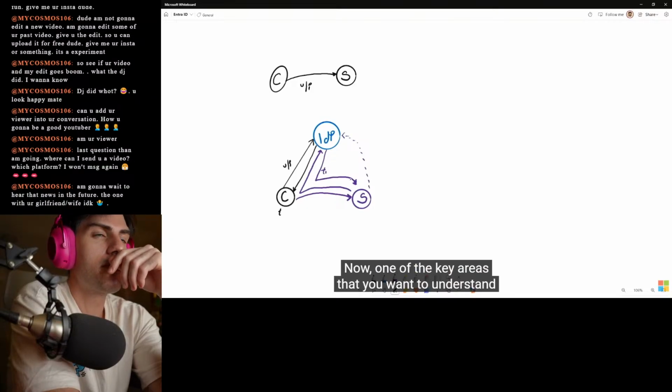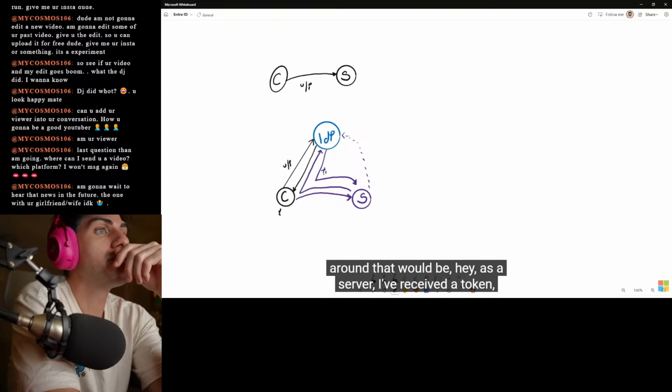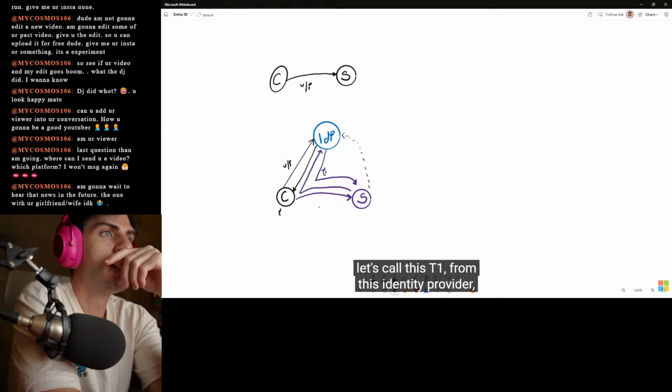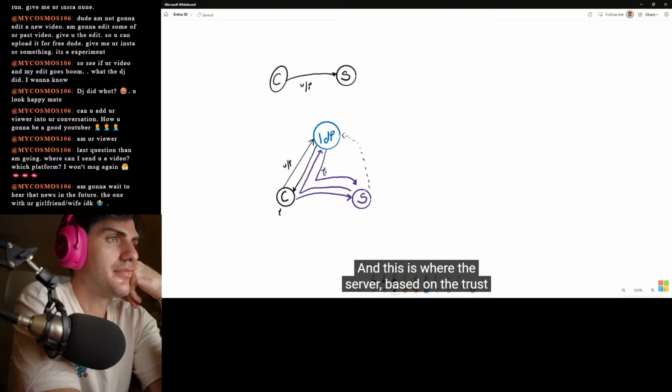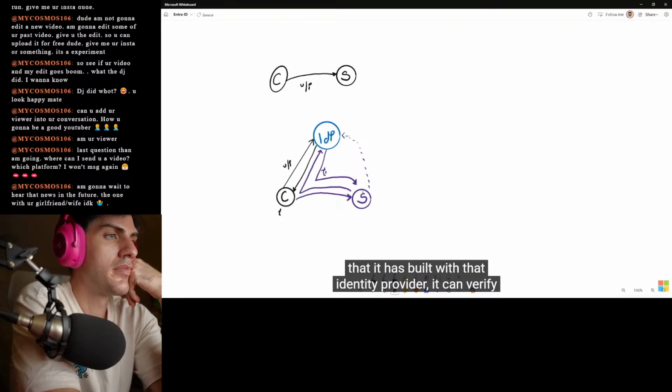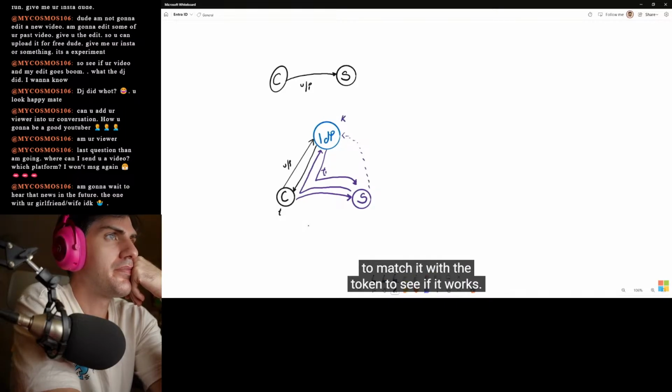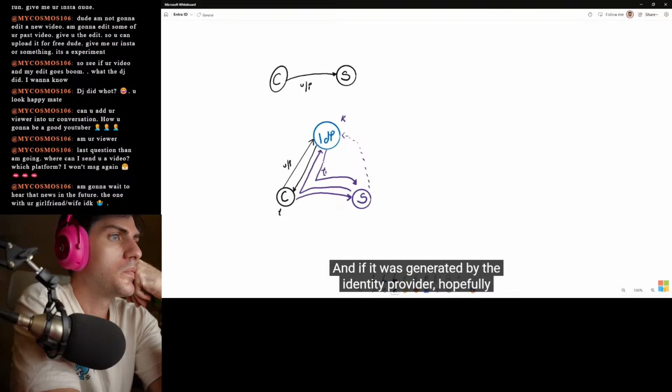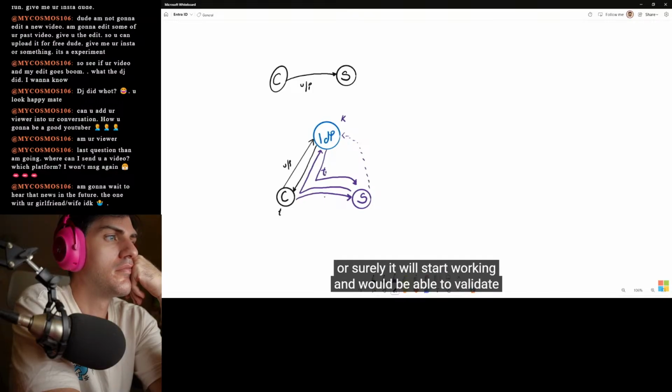Now, one of the key areas that you want to understand is, hey, as a server, I've received a token, let's call this T1, from this identity provider. How do I know this was not tampered with or not generated by another service and just presented to me? This is where the server, based on the trust it has built with the identity provider, can verify that. It can use the identity provider's public key to match it with the token to see if it works. And if it was generated by the identity provider, it will work and the server would be able to validate that token.